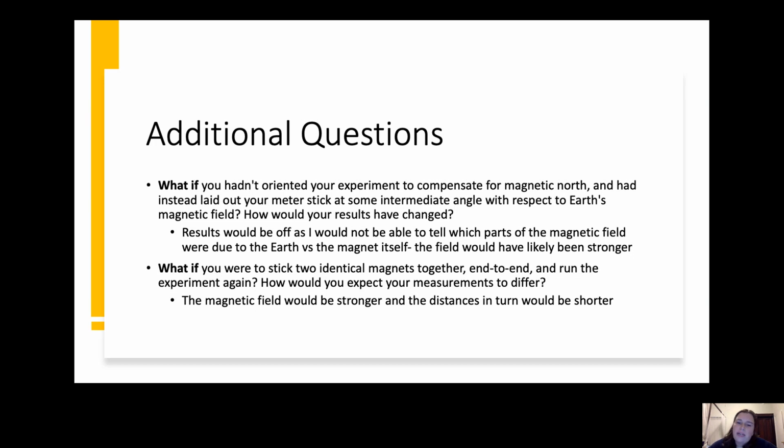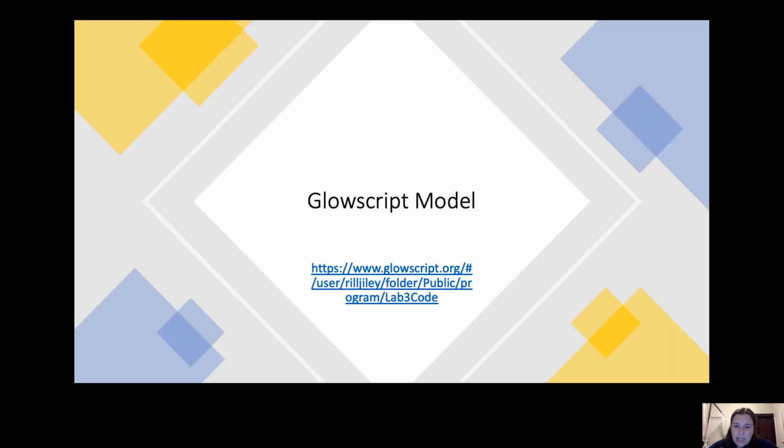What if you were to stick two identical magnets together end to end and run the experiment again? How do you expect your measurements to differ? I believe that the magnetic field would be stronger and the distances in turn would be shorter for these measurements.